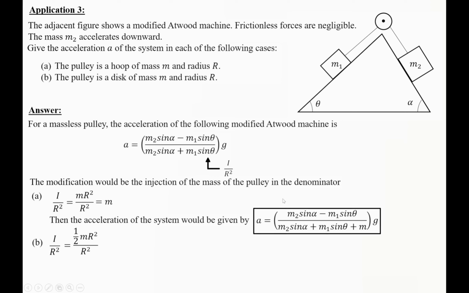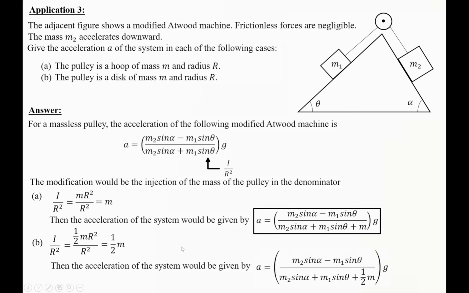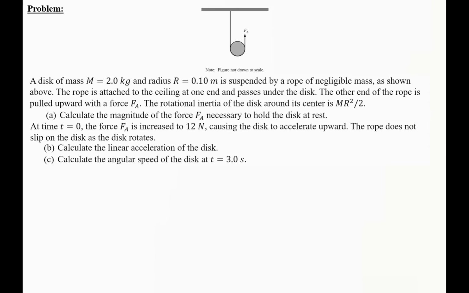In the case it's a disk, the inertia would be half m and the acceleration of the system would be as follows. And now let's solve the following problem. A disk of mass capital M, which is 2 kg and radius 0.1 meters, is suspended by a rope of negligible mass as shown above.